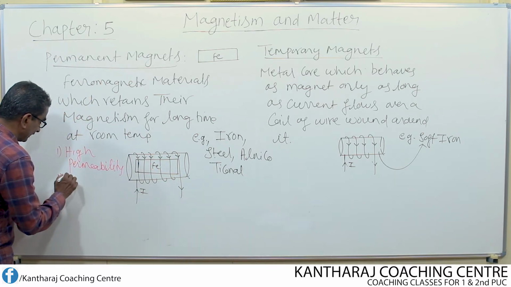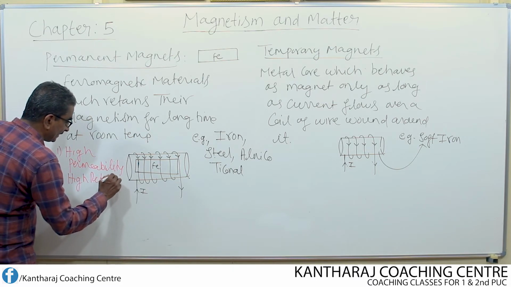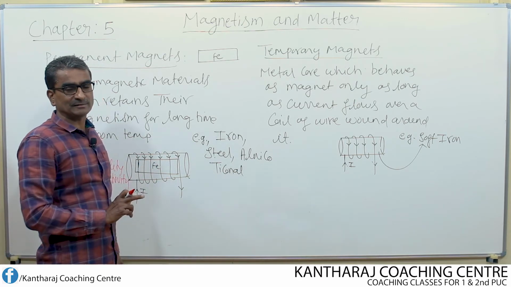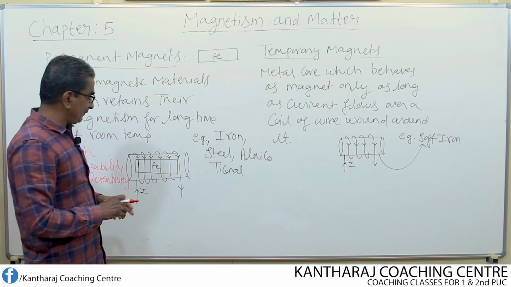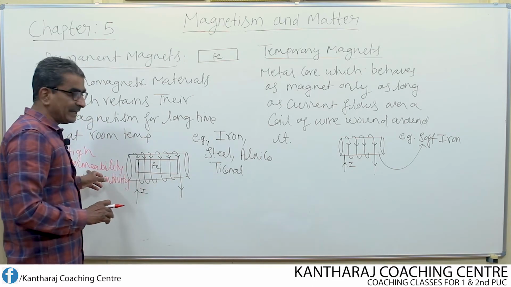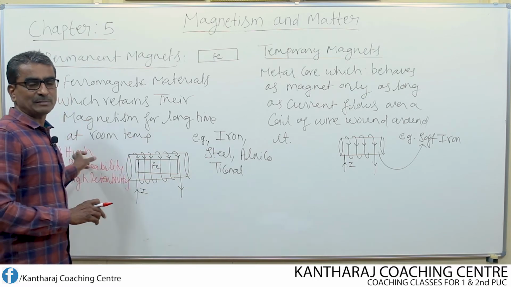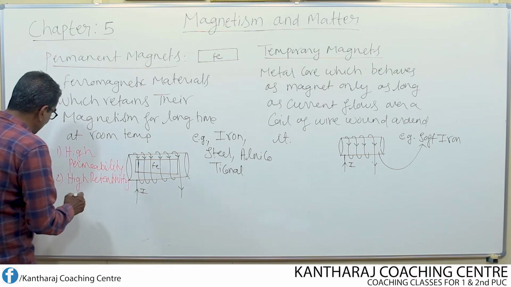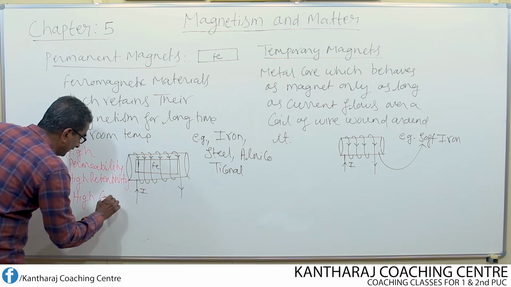Secondly, it must have high retentivity. If the material possesses high retentivity, that means it is able to retain its magnetism, so it can be strongly magnetized. Whereas if it possesses high permeability, it can be magnetized very easily. Easily magnetized because of high permeability, strongly magnetized because of high retentivity. Then it must have high coercivity.